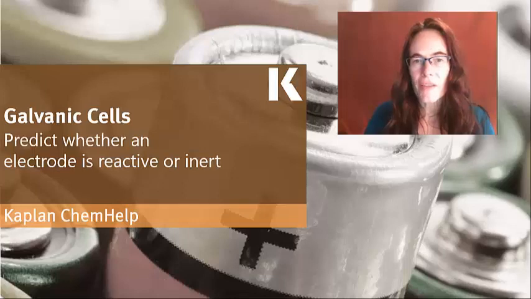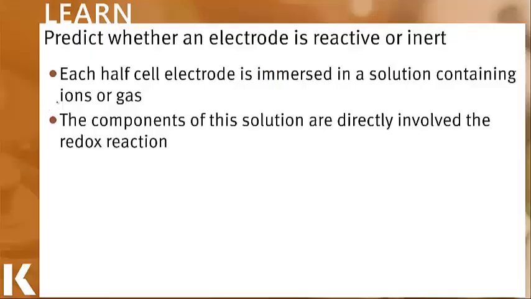In this galvanic cells video, we're going to predict whether an electrode is reactive or inert. To predict whether an electrode is reactive or inert, we need to look at how the cell is set up. The cell is set up of two half cells, and each half cell electrode is immersed in a solution that contains either ions or gas. The components of this solution, whether they are ions or gas, are going to be directly involved in that redox reaction.